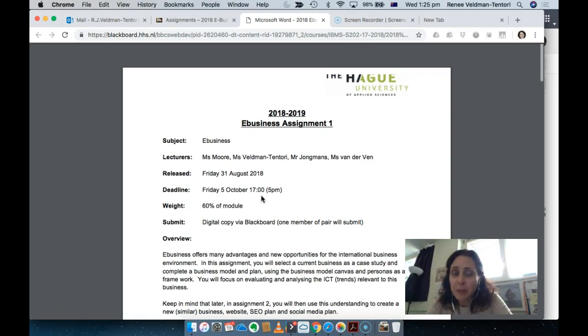This is worth 60% of the module, and you're working in pairs, unless of course you're a weaver. Weavers are still doing this individually, but only one member of the pair needs to submit. Make sure both of your student numbers are actually on the front page of the assignment though, please, and names.